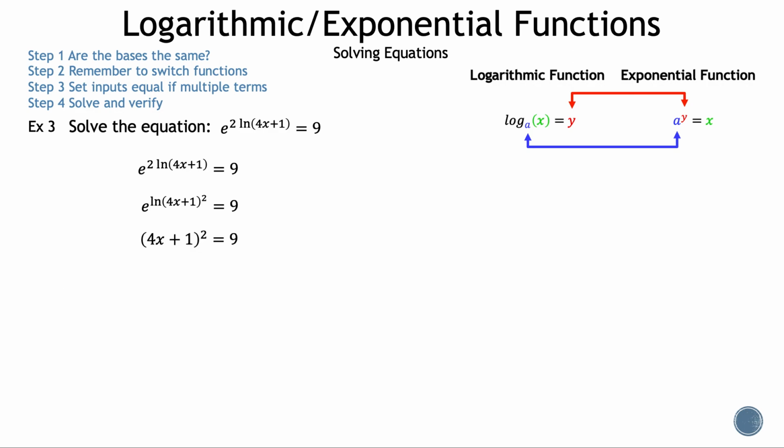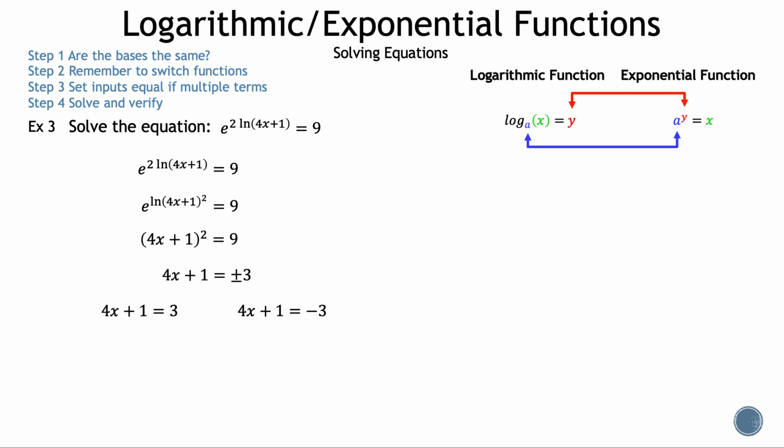Luckily for us, e and the natural log are inverses, so they cancel out. So now we have the quantity of 4x plus 1 squared is equal to 9. Now, we could distribute the two binomials by using the FOIL method, but since both sides are perfect squares, let's take the square root on both sides. So now we have 4x plus 1 is equal to plus or minus 3.